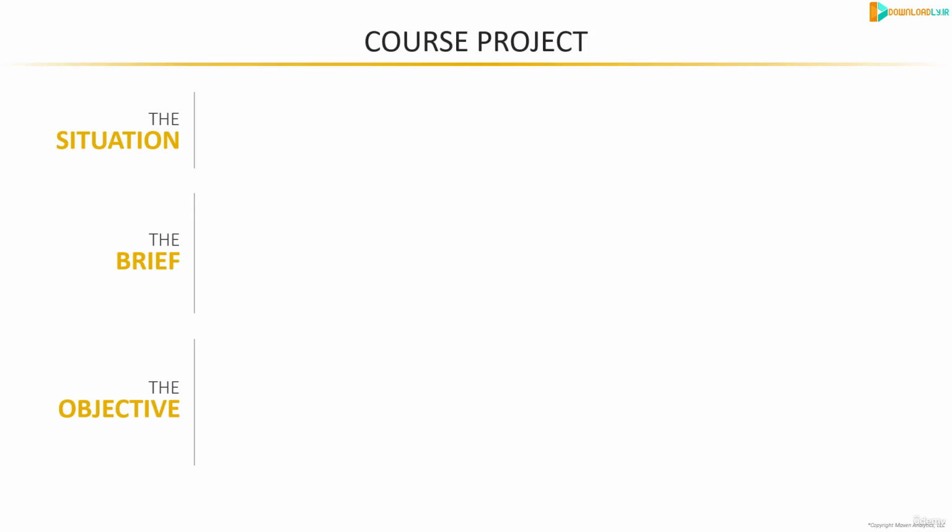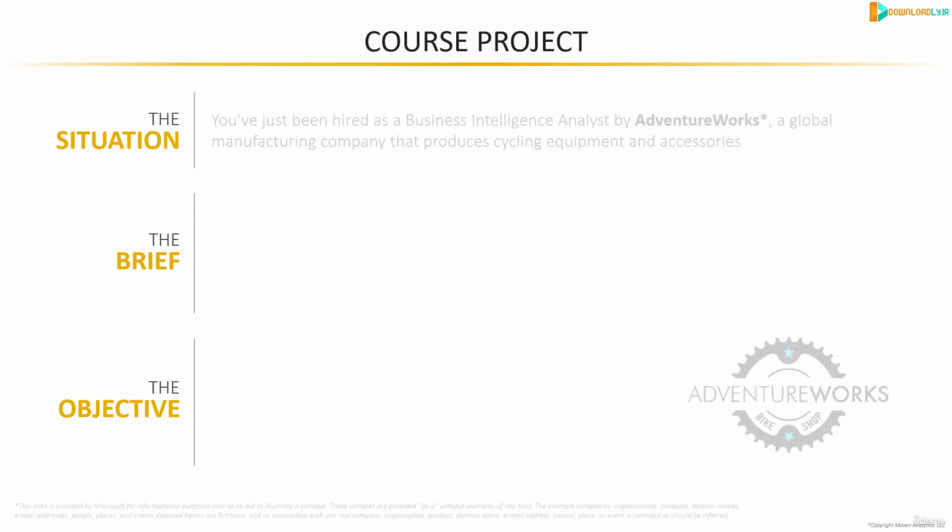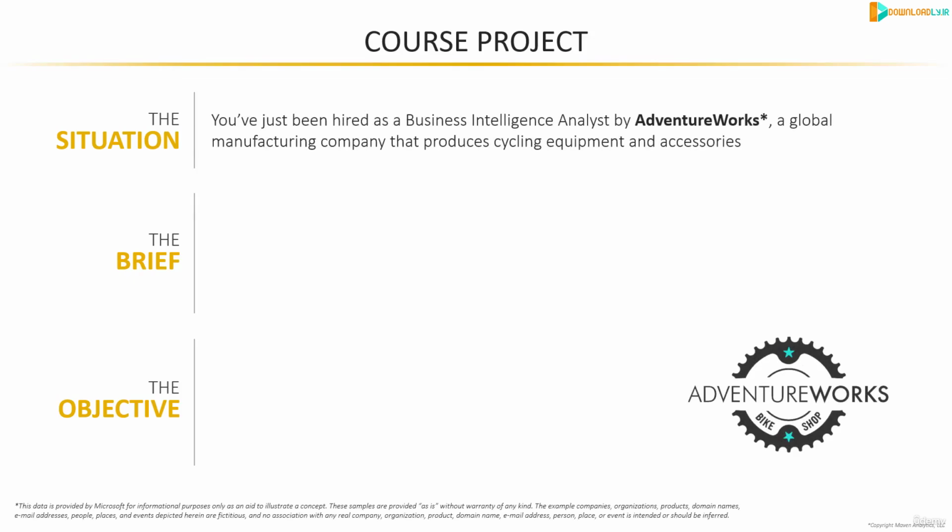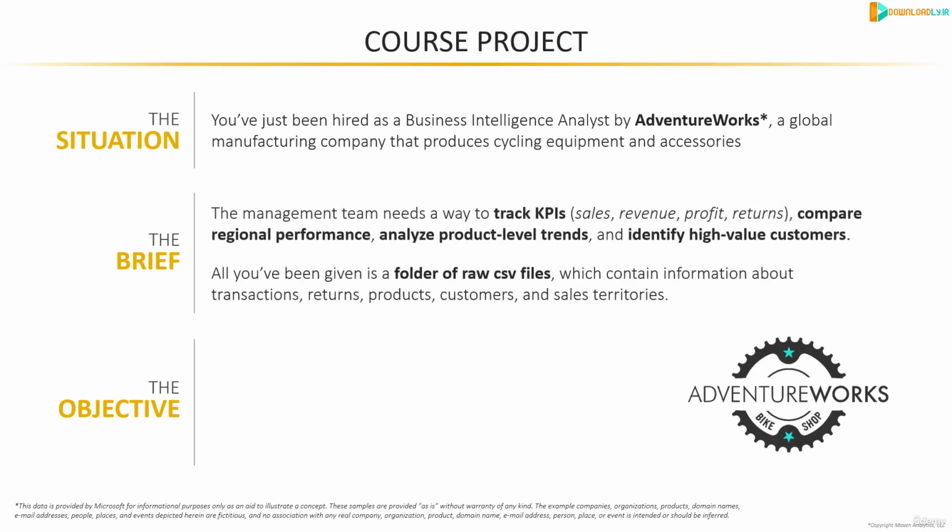All right, get excited because it's time to finally introduce our course project. So here's the situation. You've just been hired as a business intelligence analyst by AdventureWorks, a fictional global manufacturing company that produces cycling equipment and accessories. And your role is to help the management team track their KPIs, things like sales, revenue, profit, and returns, compare performance across regions, analyze product level trends, and identify high-value customers.